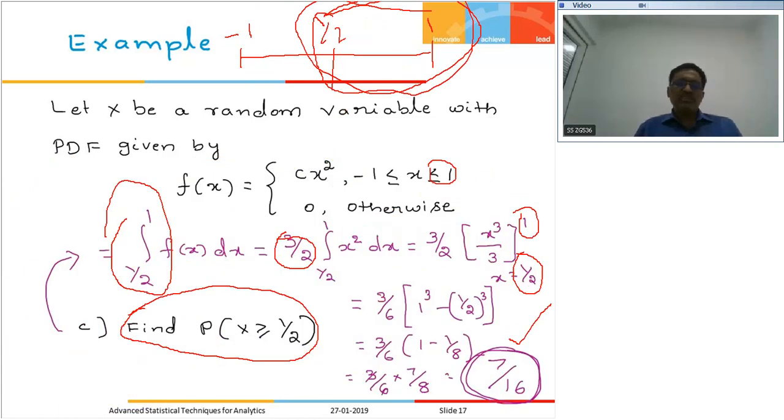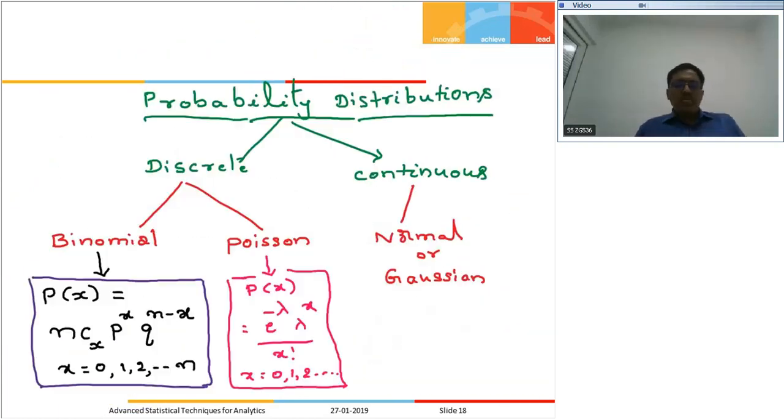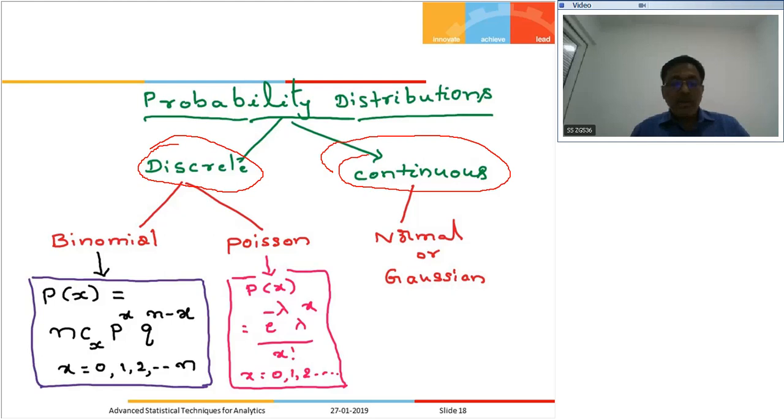We'll proceed further. So next comes, now I hope we are very clear with respect to random variables, where we have discrete and where we have continuous. Whenever we say discrete, we'll have p of x. Right? Whenever continuous, we say we'll have f of x. Right?